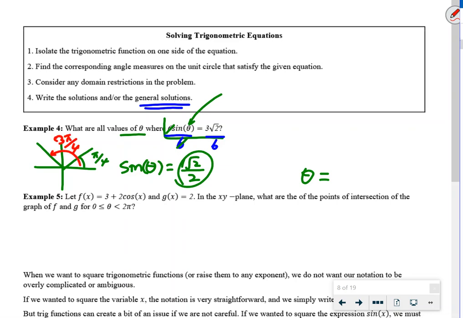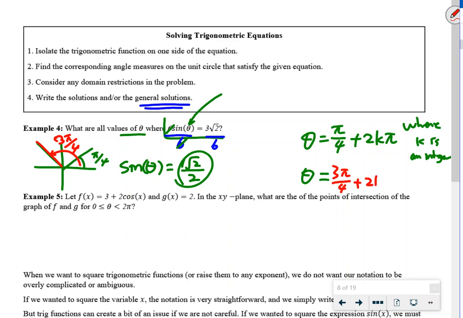So 2 answers. Angle theta is equal to pi over 4 plus 2k pi, where k is an integer. Second answer in red, I'm getting 3 pi over 4 plus 2k pi, where k is an integer. This is my answer.